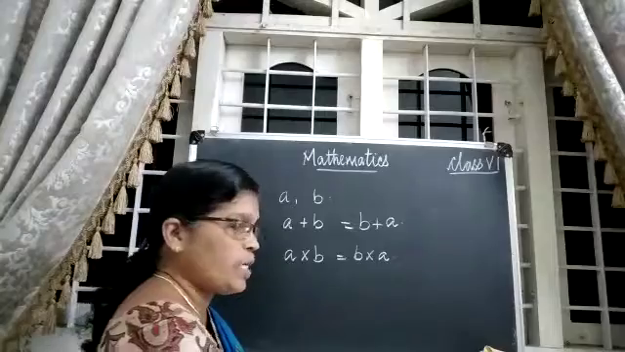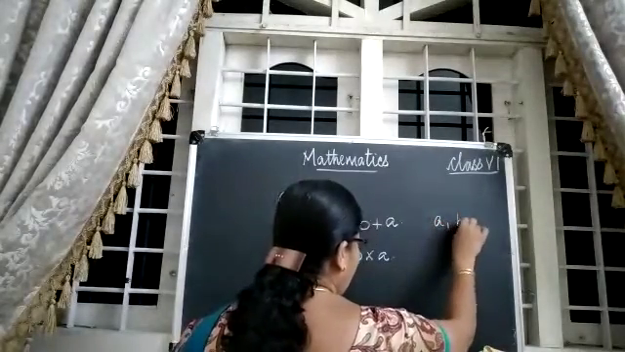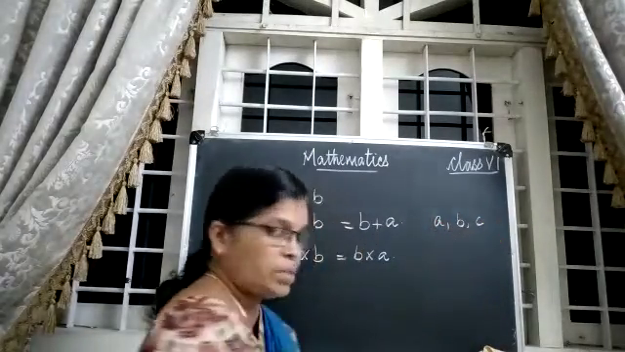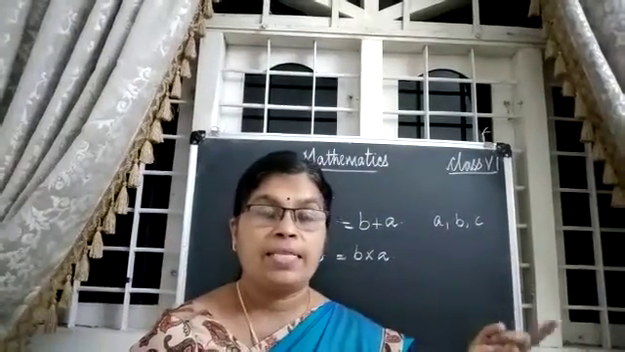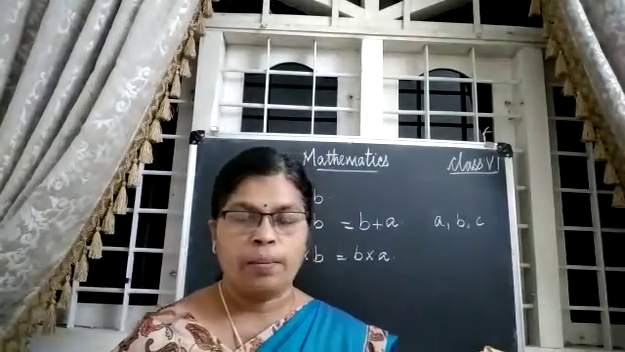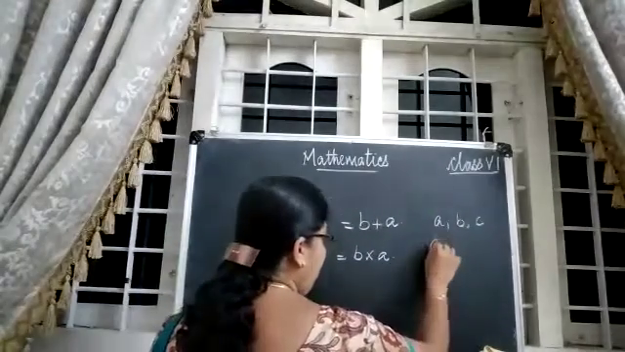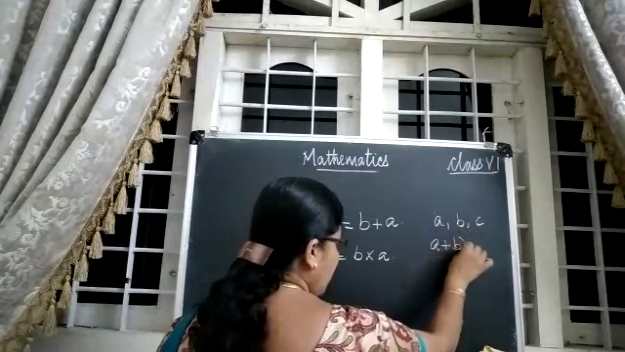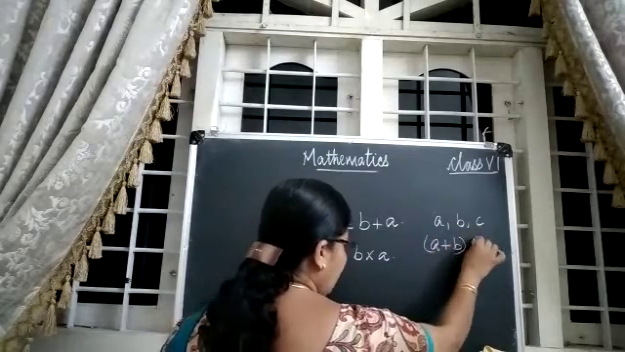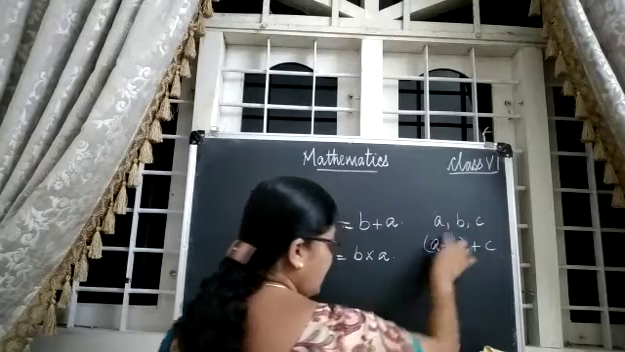Okay, then the associative property. How will you write it? Three numbers are there, so A, B and C. In the associative property, three numbers are there. A, B, C are three whole numbers. How will you write the associative property? A plus B: first we added these two numbers, then with this we added the third number, C. So (A plus B) plus C.